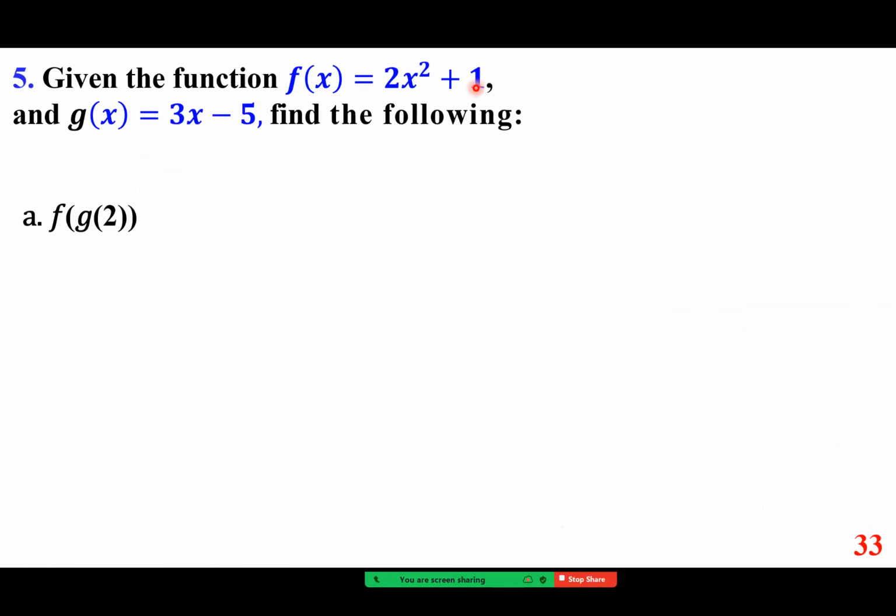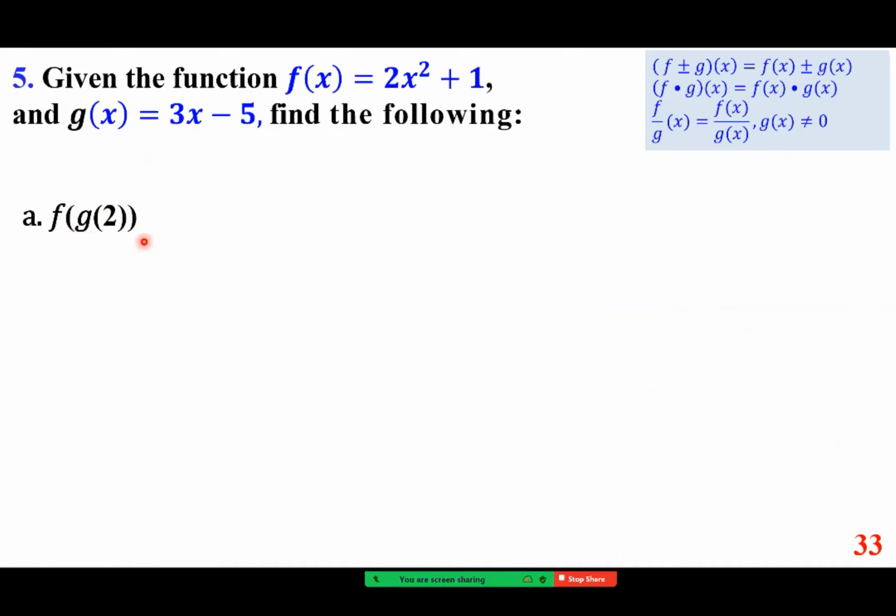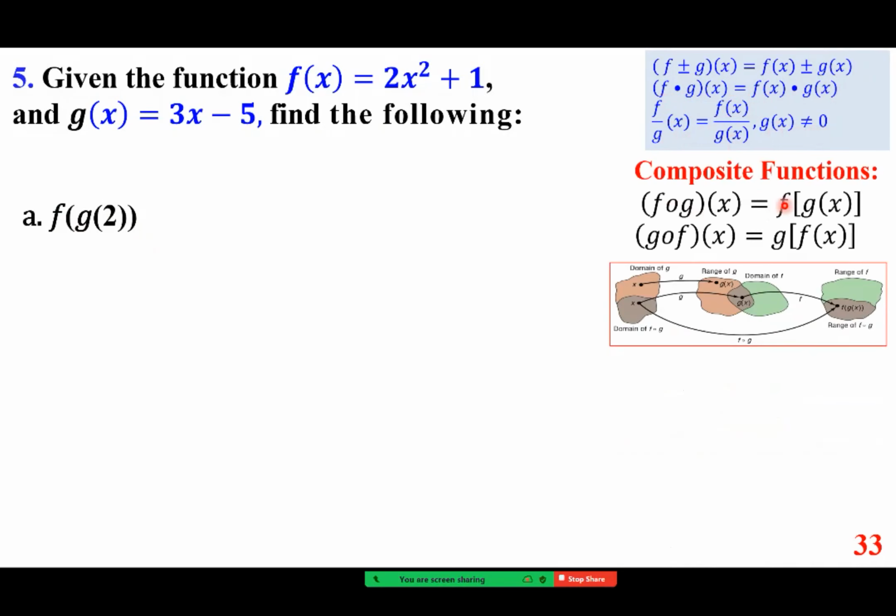Given the function f of x is 2x squared plus 1 and g of x is 3x minus 5, we want to find f of g of 2. So quickly, algebra of functions: f plus or minus g of x means f of x plus or minus g of x. F times g of x is f of x times g of x. F over g of x is f of x over g of x, but obviously g of x can't be 0. And a composite function, f of g of x is f of g of x, and g of f of x is g of f of x, and that's what we have here as far as the domain and range. So when we say f of g of 2, the very first thing we have to figure out is g of 2.